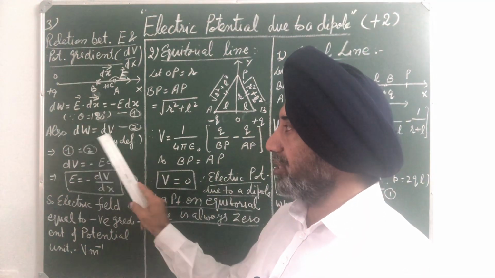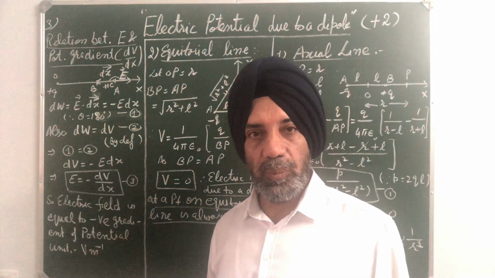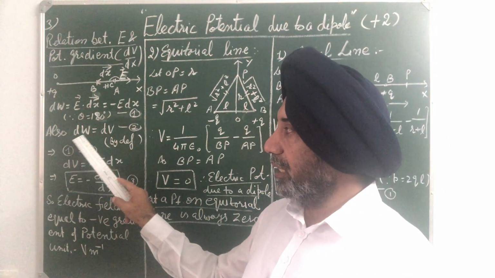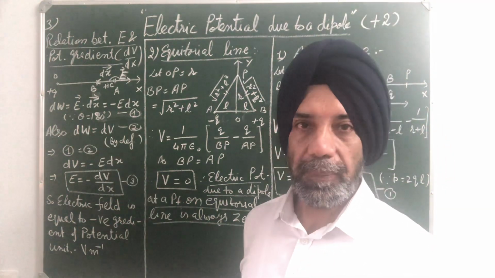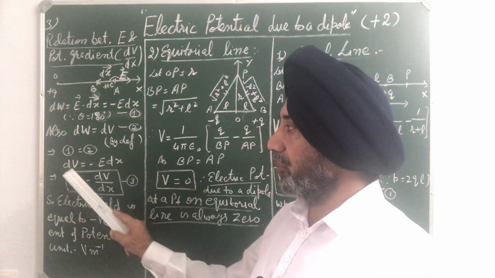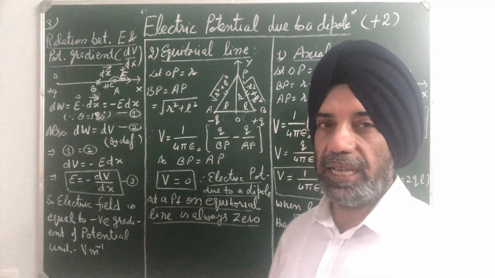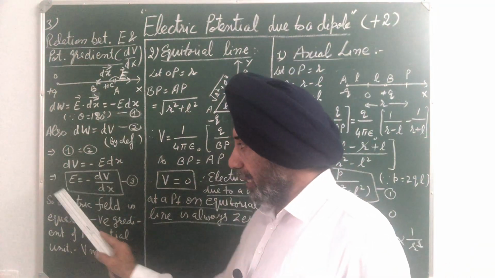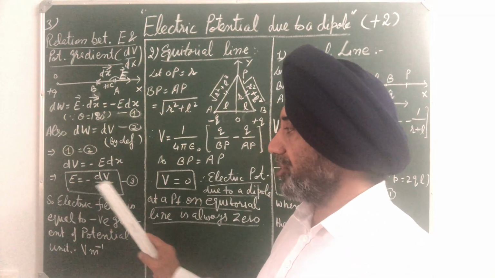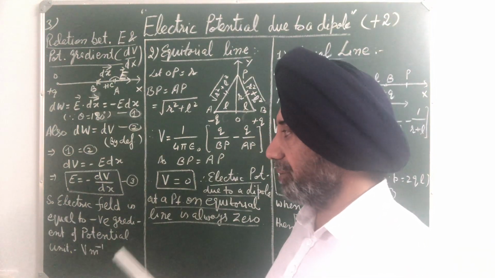Also, by the definition of potential difference, it is the amount of work done in moving a unit positive test charge from one point to another point. So dW will be equal to dV, where dV is the potential difference between A and B. Then 1 and 2 must be equal. So dV is equal to minus E dx, or E is equal to minus dV by dx. A very important relation: the electric field is equal to the negative gradient of potential.